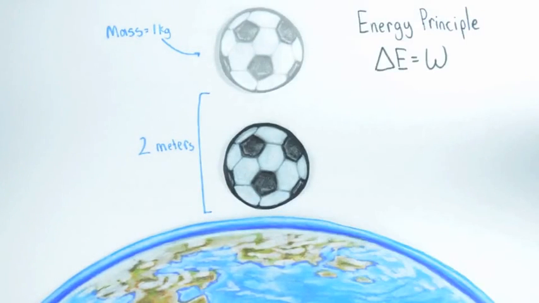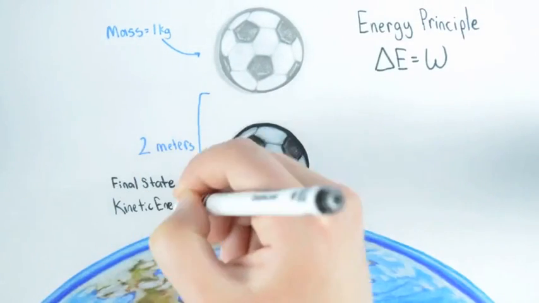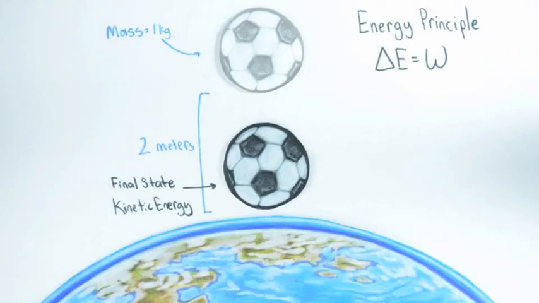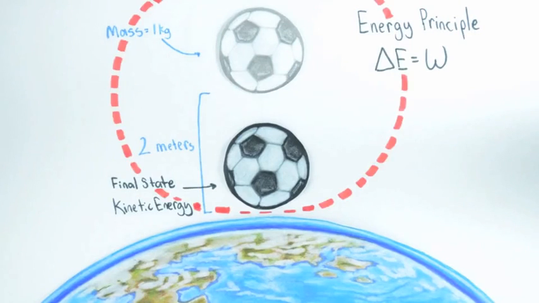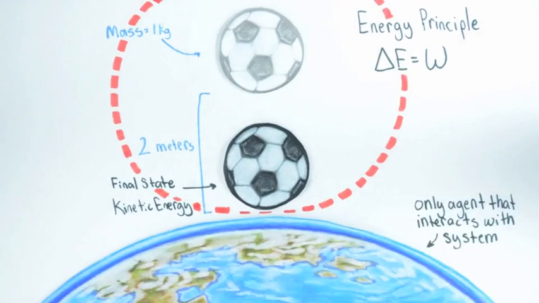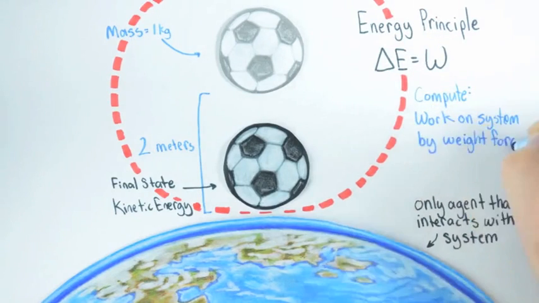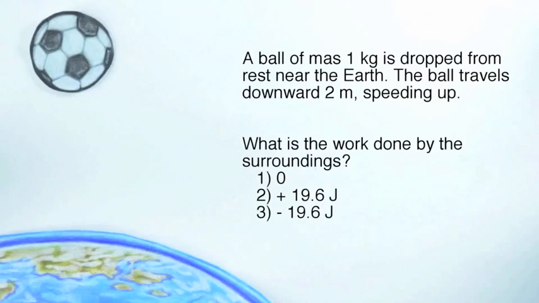Let's apply the energy principle here to find the kinetic energy of the ball when it is in its final state, 2 meters below the starting point. If we make our standard choice of system as just the ball, then we know the Earth is the only agent in the surroundings that interacts with the system. So to use the energy principle to find the final kinetic energy of the ball, we need to compute the work on the system by the weight force. See if you can compute this work.